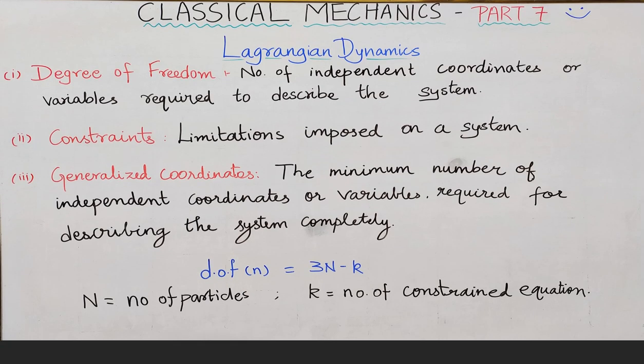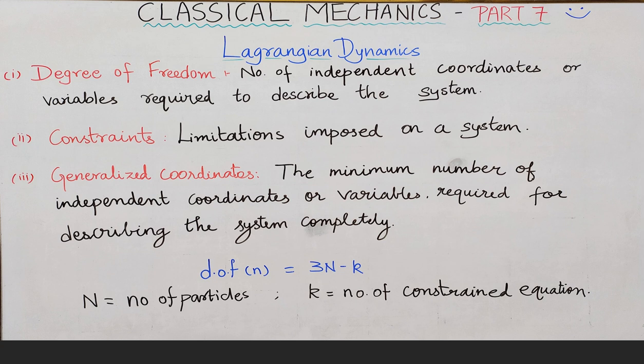So let us see Lagrangian dynamics, and these 3 points are the important definitions to be known for a Lagrangian to set up. Okay, so we have to know the degrees of freedom. So degrees of freedom is nothing but the number of independent coordinates required to describe the system. So if you have a system like a simple pendulum, compound pendulum, Atwood's machine, we have to find the number of independent coordinates that is required to describe the system. So it can be the length of the string, the angle, the xy axis, everything.